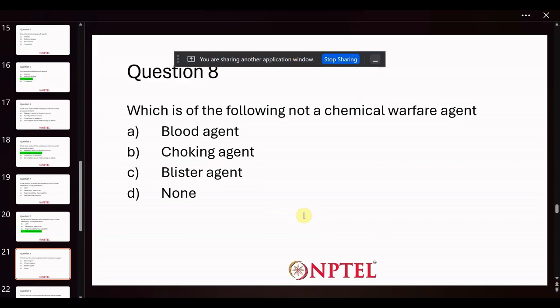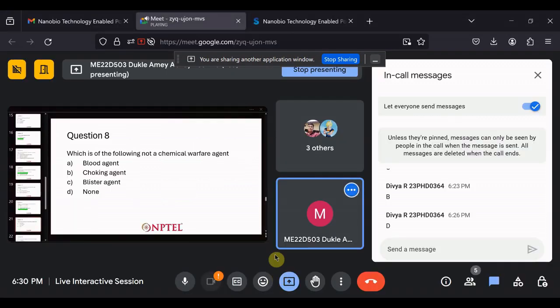Okay, which of the following is not a chemical warfare agent? Blood agent, choking agent, blister agent, none of the above. Any guesses?